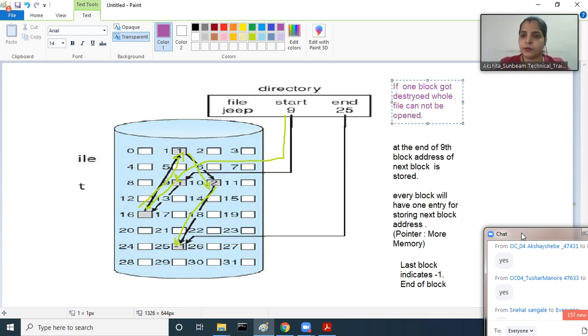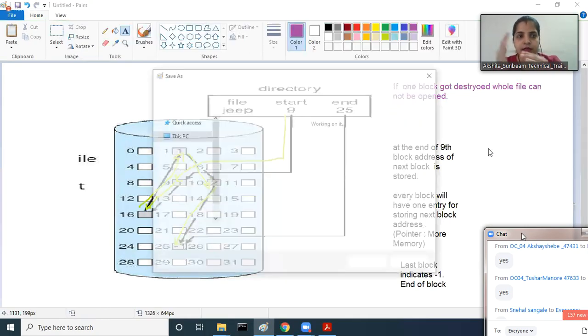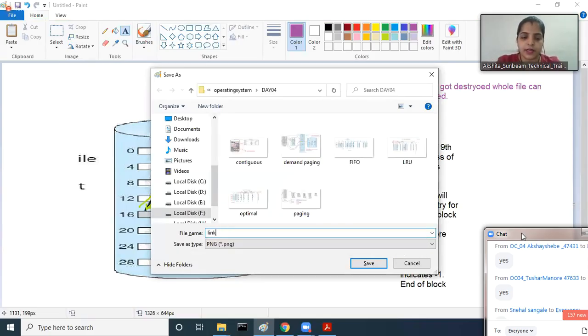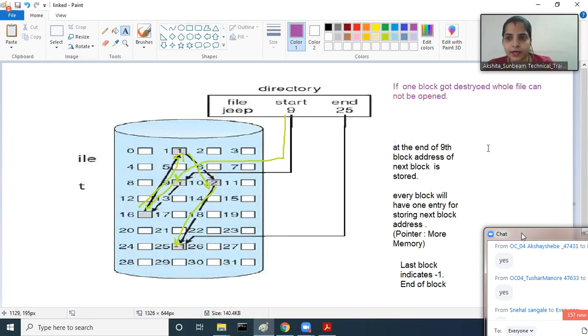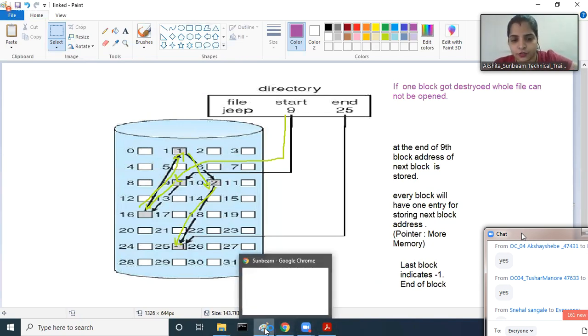Obviously, yes. Have you seen sometimes, when you work on a Word document and it gets corrupted in between, right? In that case, if you try to open that Word file, it gives you an error, file cannot be opened. Have you ever seen this? Yes or no? It is because the file is not getting the link of where my start block is and where my end block is. So if one block gets destroyed, then the whole file cannot be opened. It can get corrupted. This is a disadvantage of linked allocation.